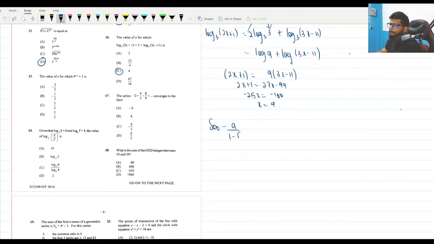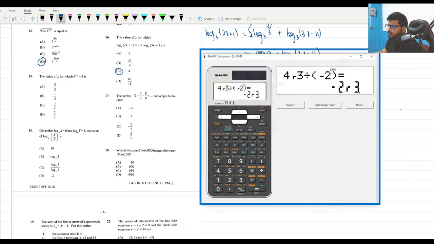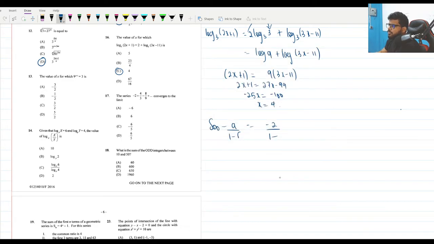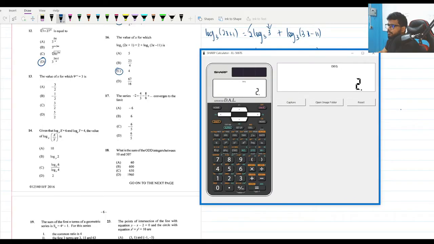So a is minus 2, over 1 minus minus 2/3, so minus 2 over 1 plus 2/3. Minus 2 divided by 1 plus 2/3 is minus 1 and 1/5, or minus 6/5. B.